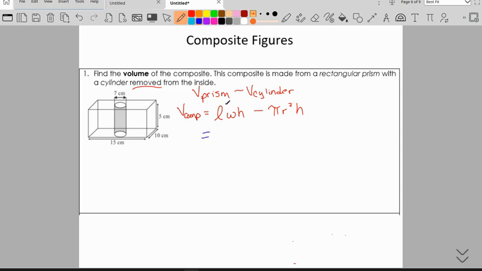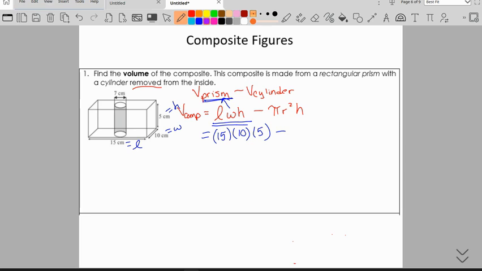I need the length. Look what I'm talking about: I'm talking about the prism in this first expression. So for all of this length, width, and height, I'm looking for the length, width, and height of the prism. I'm going to call this my length, this my width, and this my height. So that's a length of 15. Remember, you can choose any of the sides to be length, width, and height, but once you decide, you have to be consistent. So I'm going to do 15 times 10 times 5, and that's the volume of my prism. Now I'm moving on to the next part. I'm going to subtract the volume of the cylinder.